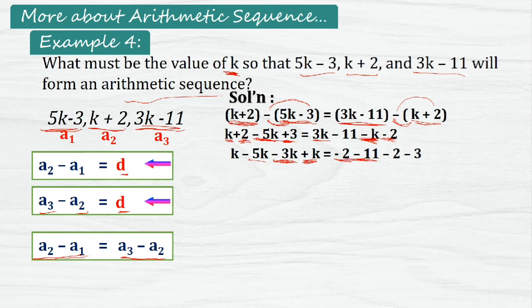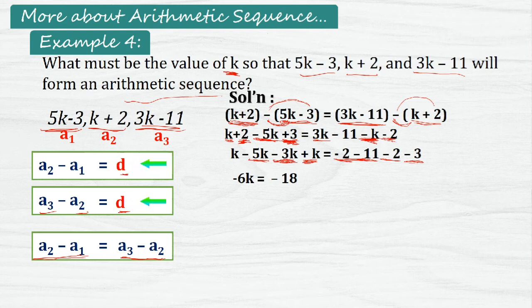And then, itong 2 dito from positive, transpose natin, magiging negative 2. Then, si positive 3 naman from positive, i-transpose natin, magiging negative 3. And then, simplify. Negative k minus 5k is negative 4k. Negative 4k minus 3k is negative 7k. Negative 7k plus k is negative 6k.